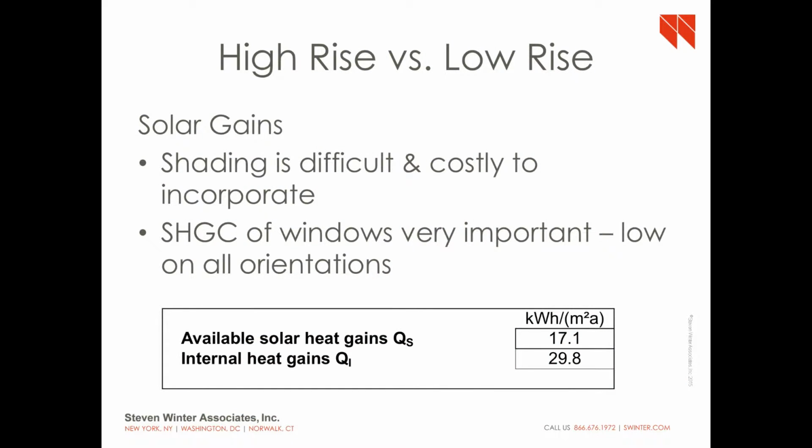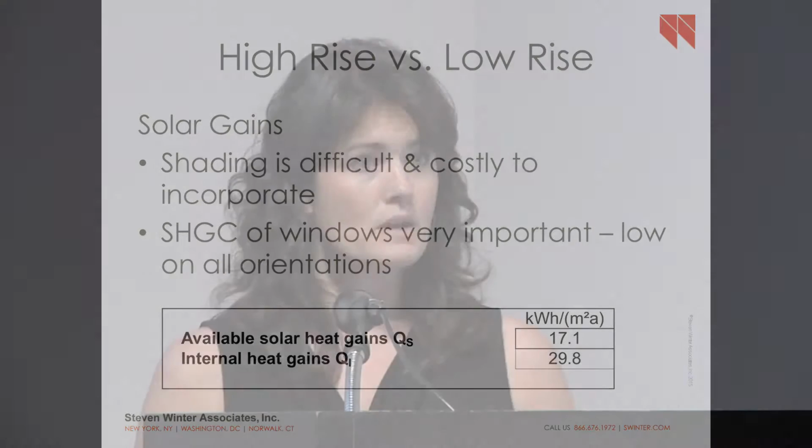Solar gains, as I said, are a very, very big part of the equation for high-rise buildings. Shading is very difficult and costly to incorporate on a high-rise building. You've got to deal with things like birds and all that kind of stuff. How do you clean them off? Snow buildup and things like that. So how do you shade your windows?